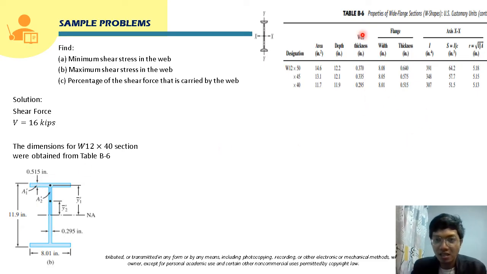And then, for the thickness of the web, so ito yung web, di ba? Yung thickness ng web natin ay 0.295. So, ito yung, class, yung thickness na to, 0.295 inch. Okay, what else? Yun lang naman yung kailangan natin, no?